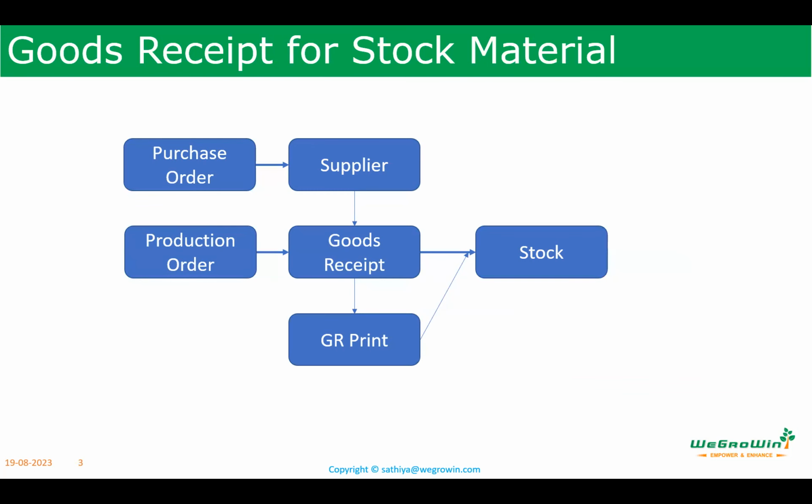Sir, one question. Goods receipt is only possible for a purchase order? No, production order is also possible. The purchase order is raised with the supplier, while the production order is an internal thing. For both we can do the goods receipt, and they go to stock. Once you do the goods receipt, it is possible to print the goods receipt also. That is called GR print.